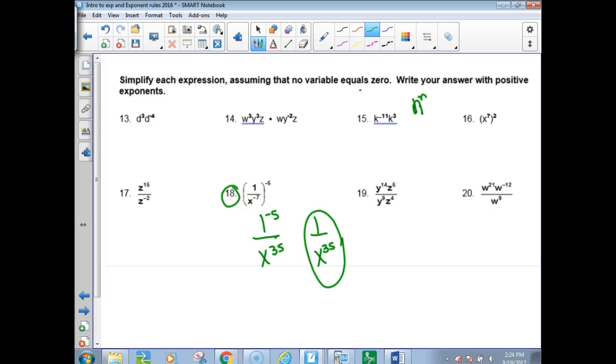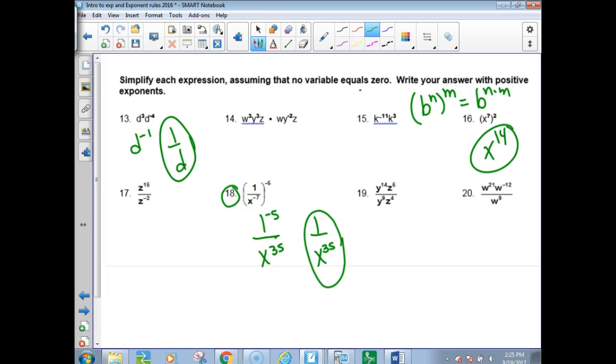N. Well, I should have done a different base. B to the M, I don't want to use BM. The rule was B to the N to the M, and you multiply the exponents. Yes. 13. Add the exponents. D to the negative 1, 1 over D. Multiply like bases, add the exponents, and then if it's negative, make it the reciprocal.